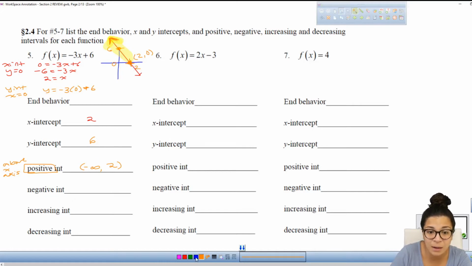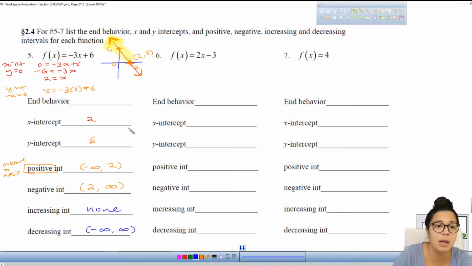Same kind of idea for the negative interval. We start being negative at 2, not including 2, and then we continue to be negative all the way to the arrow on the right, so positive infinity. Okay, moving on to the increasing interval. The increasing interval is any part of the graph that goes up from left to right. Clearly this entire function is going down. It has a negative slope, so it goes down from left to right. So there are no increasing parts, and the decreasing interval will be the entire function, -infinity to +infinity.